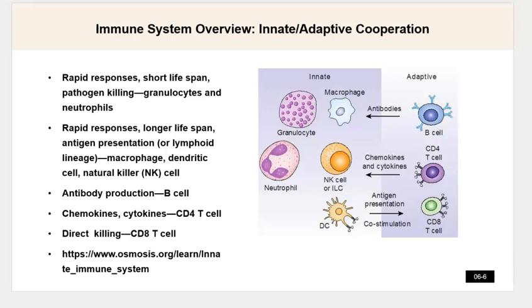Activated B cells will start to clone and divide, and that is what we call clonal expansion. It's through clonal expansion that many thousands of B cells can result. And those thousands of B cells all recognize and produce antibody for the same antigen.